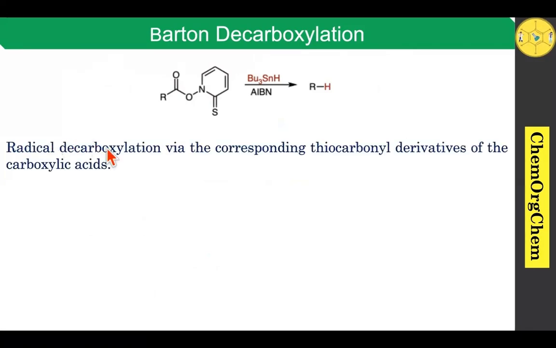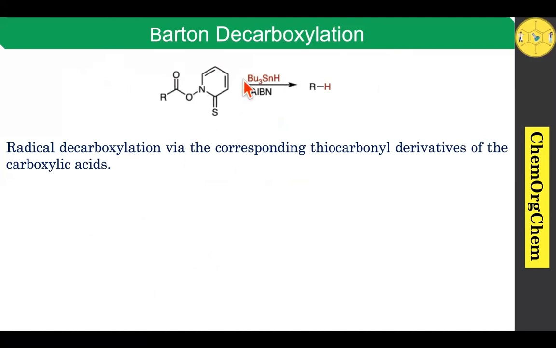Next, we move on to Barton decarboxylation. The mechanism is just similar to the Barton-McCombie reaction. Here also, when you treat the thiocarbonyl derivative with tributyltin hydride and AIBN, it produces the corresponding hydrocarbon product. Here the thiocarbonyl derivative comes from the corresponding carboxylic acid compound. This is also a radical mediated reaction.